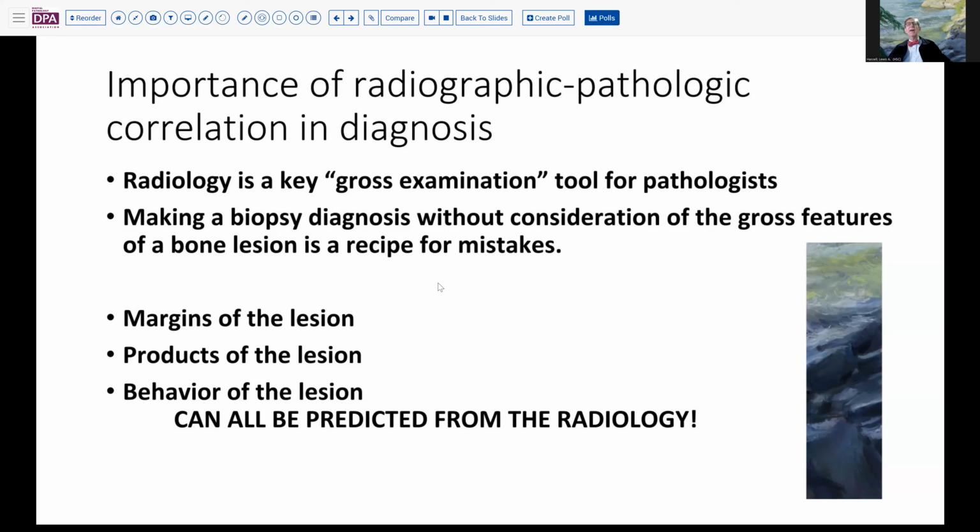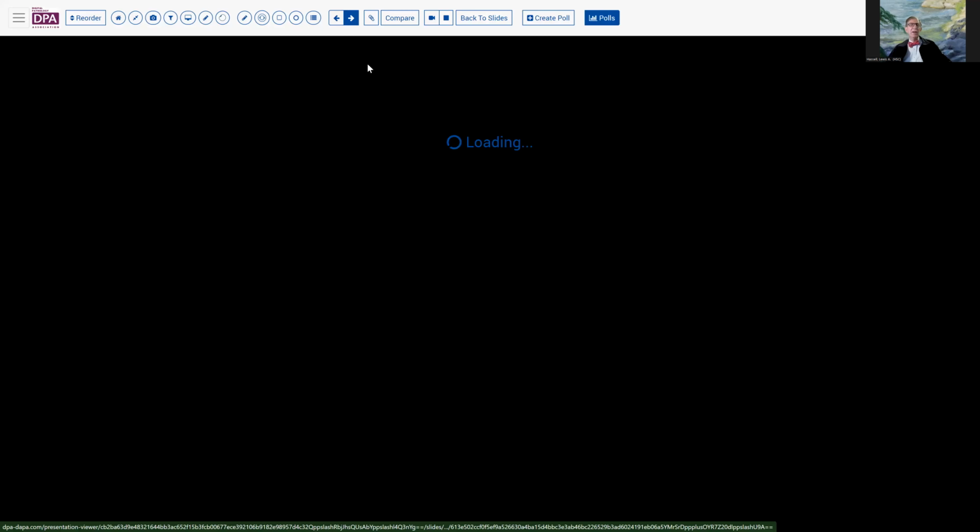And making a biopsy diagnosis without considering the gross features, well, you wouldn't do that in virtually any other organ. And if you do it in bones, you're likely going to make mistakes, because the radiograph can tell you what the margins are like, can tell you what kind of product the lesion is making, and it can also show you the behavior over a period of time. Those can all be predicted from how the radiograph appears. So let's take a look at just a couple of simple radiographic images from this patient.